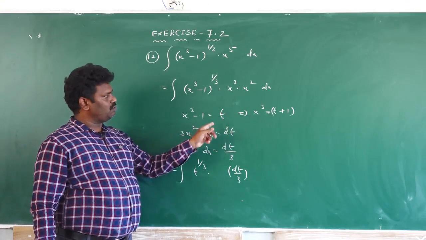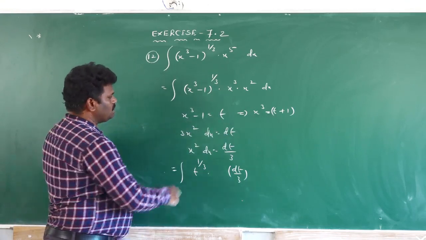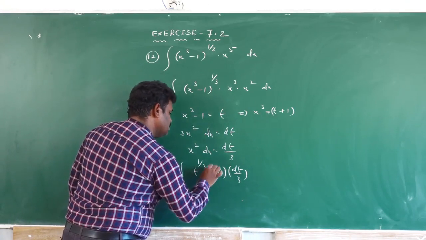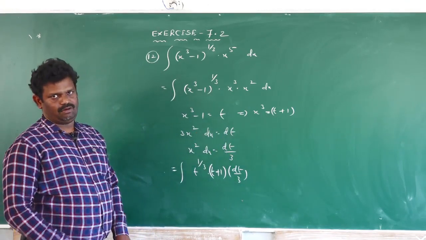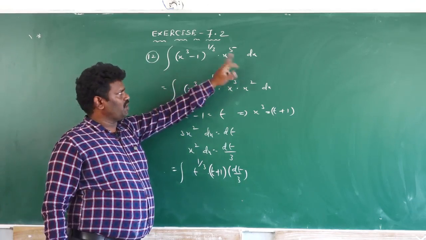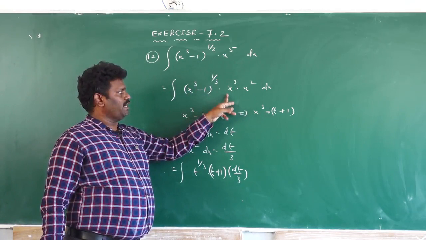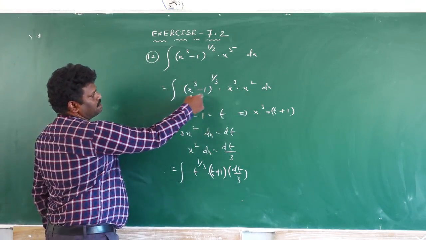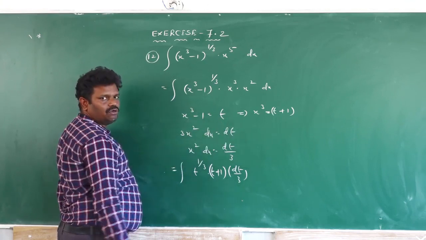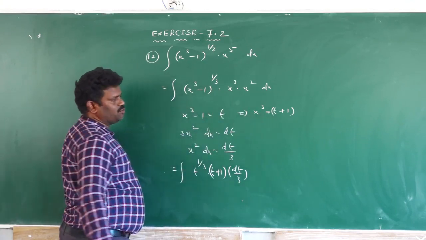Then x cube is equal to how much? t plus 1. Now instead of x cube, we put the t plus 1 value. Okay? First, x power 5 can be written in product form as x cube into x square. After that, this is the substitution, and applying the derivative, 3x square dx is equal to dt. From that equation, x cube is written as t plus 1.